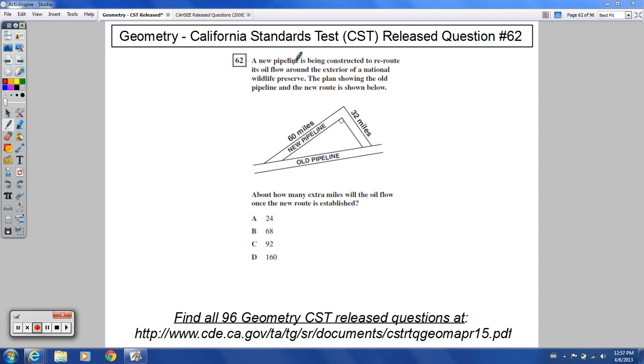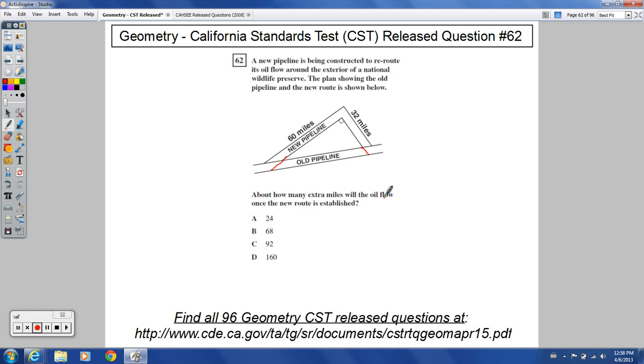It says a new pipeline is being constructed to reroute its oil flow around the exterior of a national wildlife preserve. So maybe right here, this is your national wildlife preserve. In this space right here, the old pipeline went through the wildlife preserve, but now we're going to reroute it around there. And the plan shows the old pipeline and its new route, and the new route is shown below.